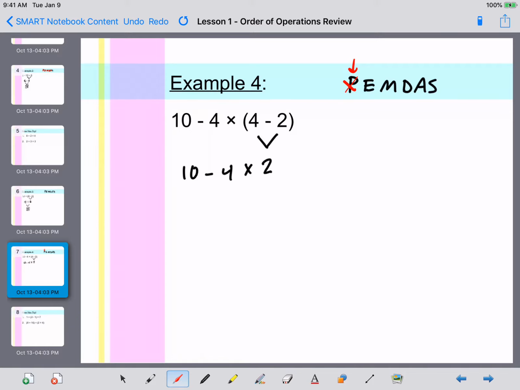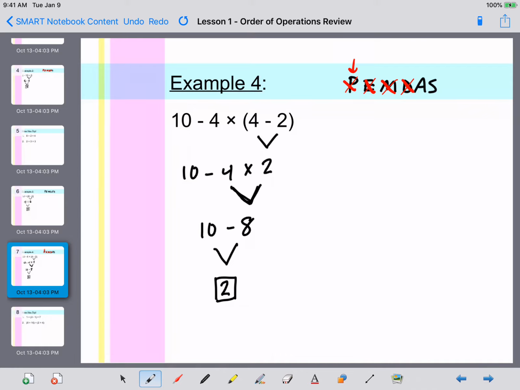So we did our parentheses. We don't have exponents. We do have multiplication. So now we're going to skip ahead to the 4 times 2. So 4 times 2 is our multiplication part. That gives us 8. So now we did our multiplication. We don't have any division. We don't have any addition, but we do have subtraction left. Now we have 10 minus 8. So 10 minus 8 is going to give us our result of 2 as our answer here.